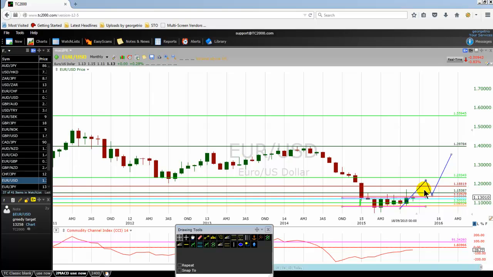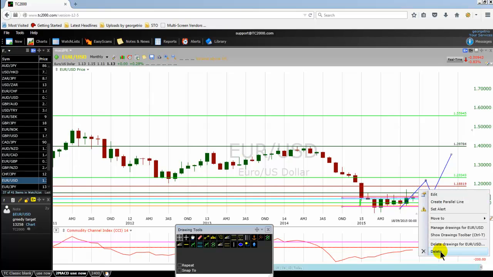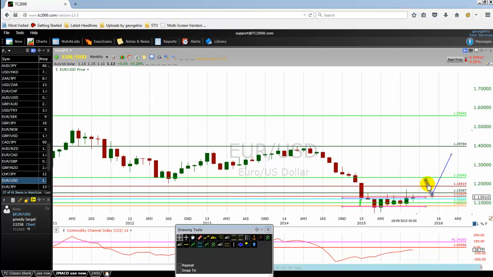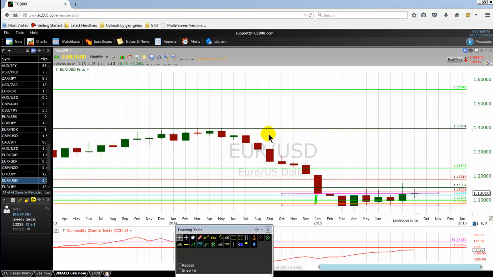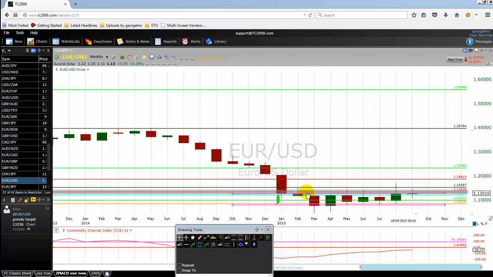So this is what we see on the monthly chart. The market pattern is a balanced market pattern. A consolidation is taking place on the monthly chart. We have to adjust our day trading strategy with the current market pattern.